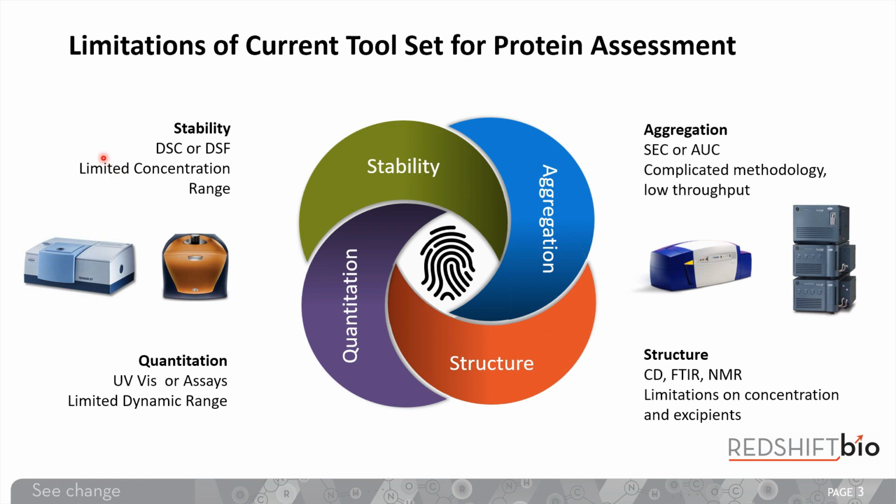In terms of stability, differential scanning calorimetry would be considered the gold standard for understanding the thermodynamic properties of a protein as it undergoes unfolding processes. DSC, however, does not provide higher order structural information. With regard to aggregation, size exclusion chromatography and analytical ultracentrifugation are both methods that can be quite complicated to implement. However, some of them do provide automation in order to complete the measurements.